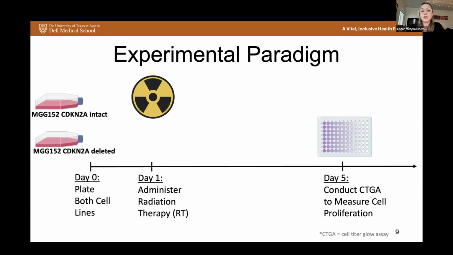And to test this, we used a patient-derived IDH mutant astrocytoma cell line, MGG152, and then a version of the cell with the CDKN2A deletion. On day 0, I plated the cells. On day 1, I administered radiation therapy. And on day 5, I did a CTG analysis to compare differences in cell proliferation between groups.